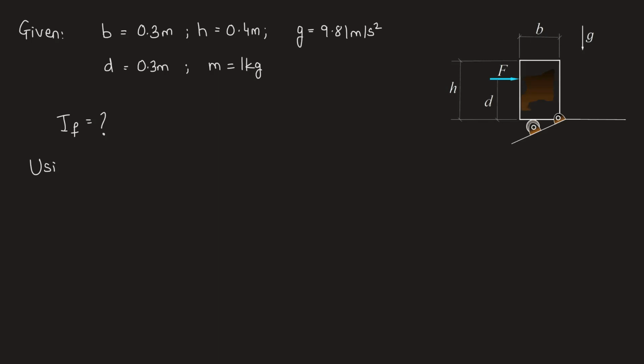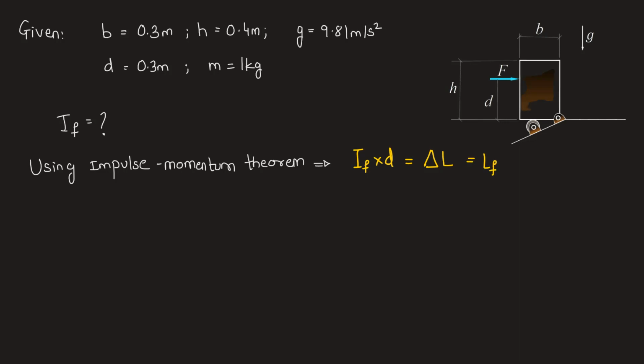So using the impulse momentum theorem, we can write angular impulse IF into d will be equal to change in the angular momentum delta L. Delta L can be written as final angular momentum minus initial angular momentum. Here we know that initial angular momentum of this block will be 0, because initial angular momentum we are considering at the stage where F is not applied. So before applying F, its momentum will be 0 because it is not undergoing rotational motion. Whereas LF will be a non-zero value because after applying IF, the block will start rotating about this point.